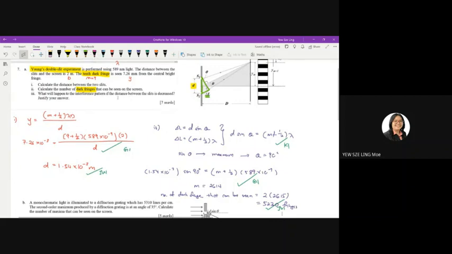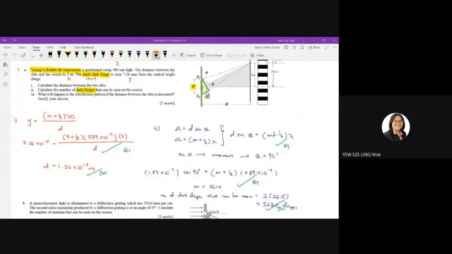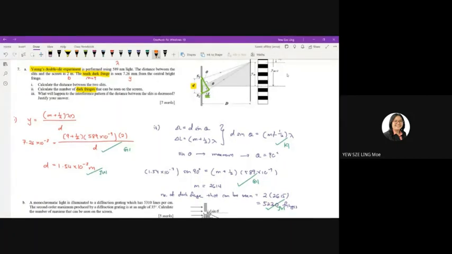What will happen to the interference pattern if the distance between the slits decreases? So it's asking what happens to the interference pattern if you change one of the variables. When you are talking about a change in the interference pattern, then we often refer to delta y. Delta y equals lambda D over d. Now you change the distance between the slits, you change the small letter d.